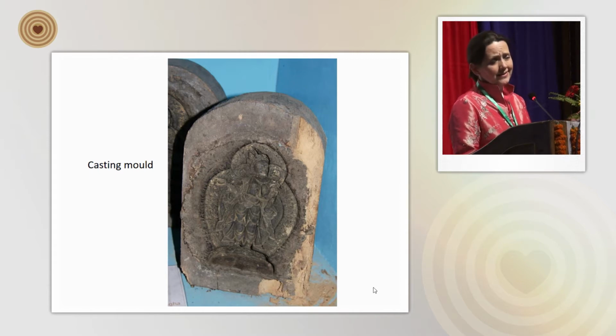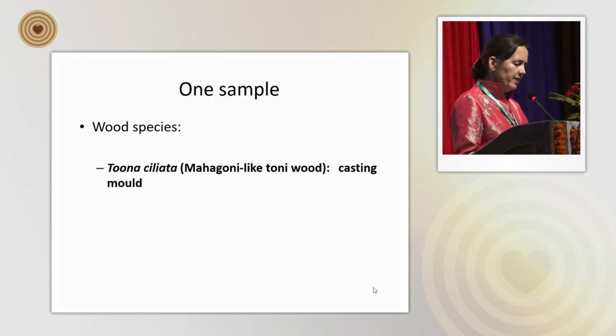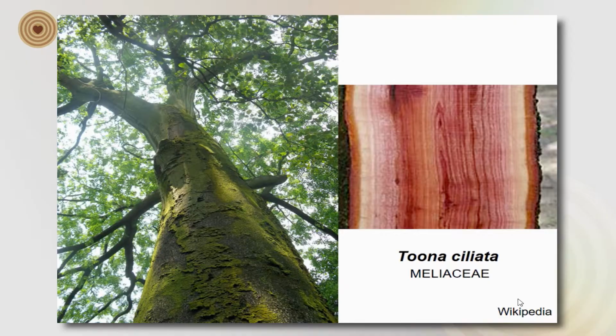So we couldn't get samples from the temple, but we could get it from a casting mold, and this was made from tony wood, Toona ciliata, and this is a kind of mahogany-like wood. And here this is the tree, and on the right side you see the wood, the reddish wood, tony wood.